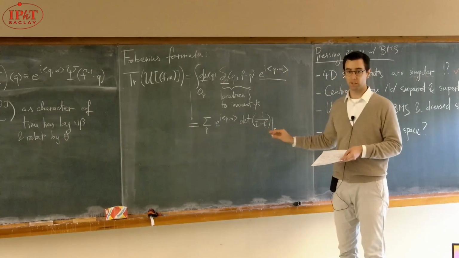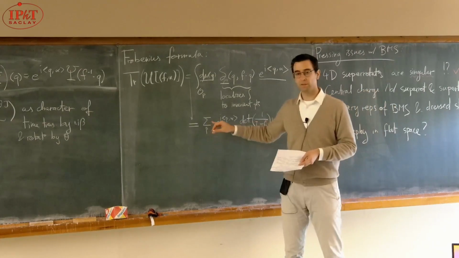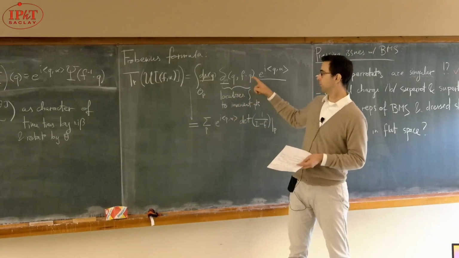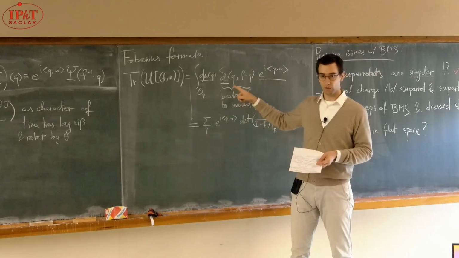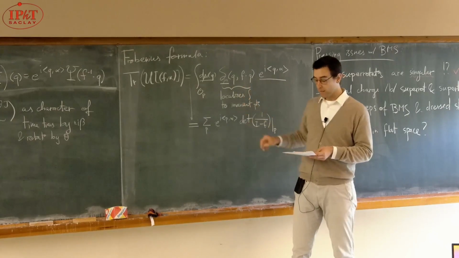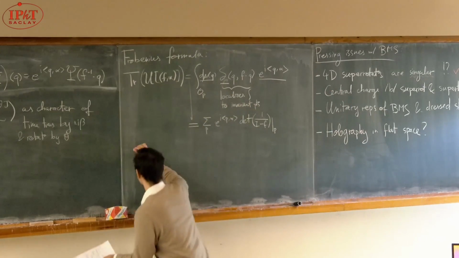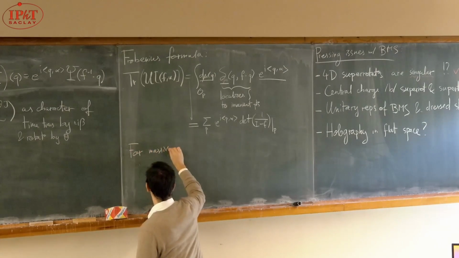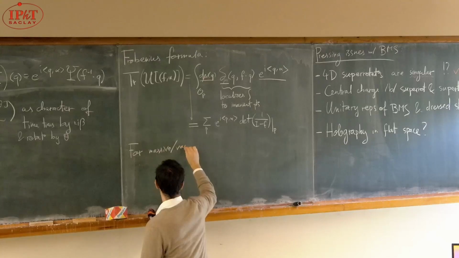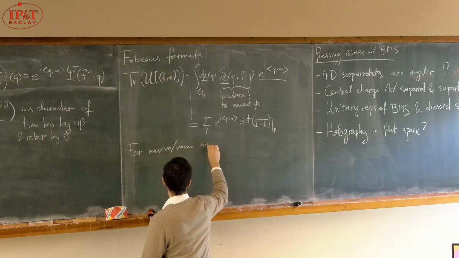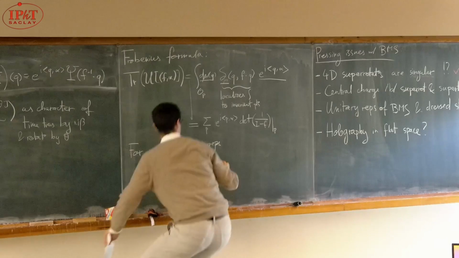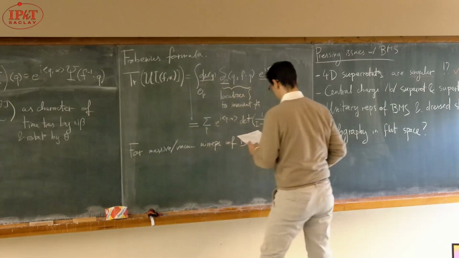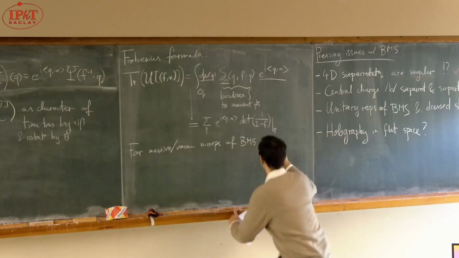Of course, in general, this sum might actually be an integral if you're unlucky, and it so happens that you have an infinity of points where q equals f times q. But it so happens that for massive representations, or also for the vacuum, so for massive or vacuum representations of BMS, there's a unique fixed point p.